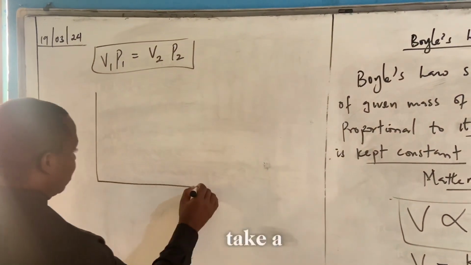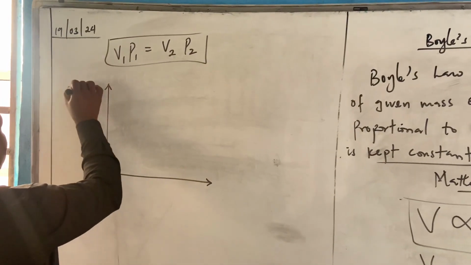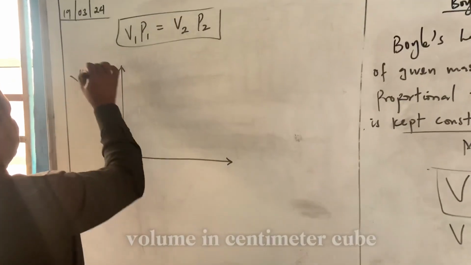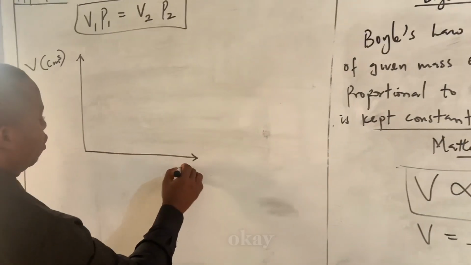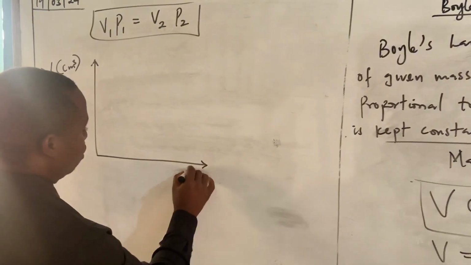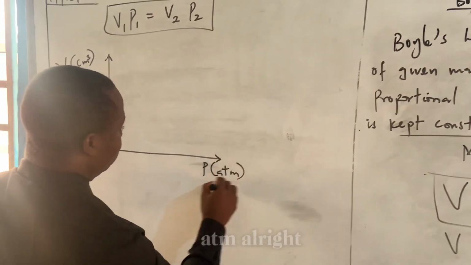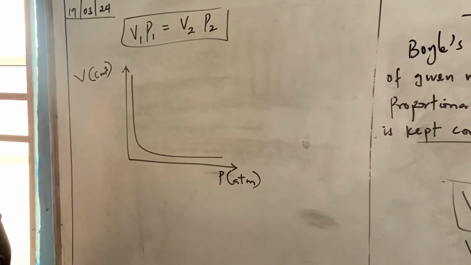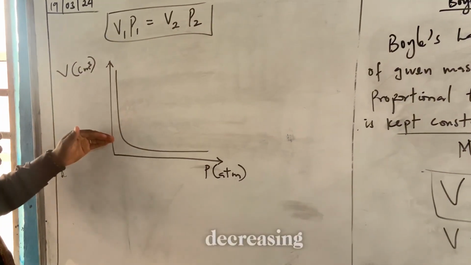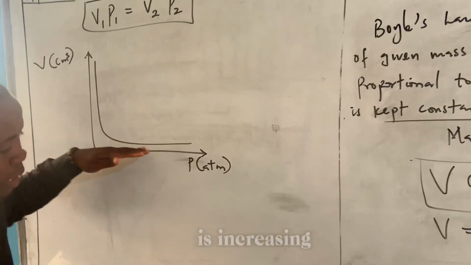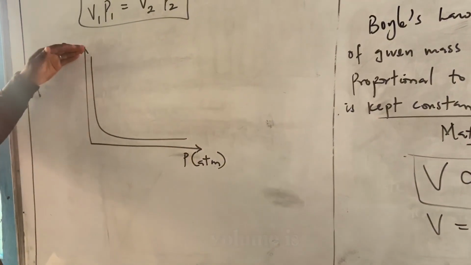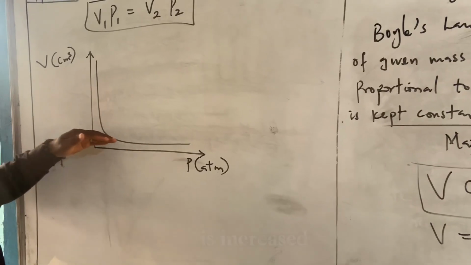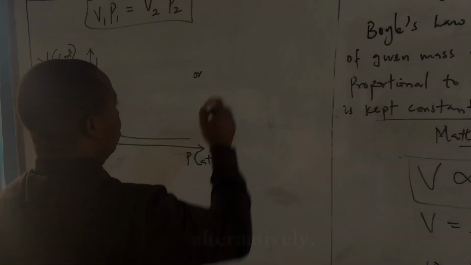Now, let's take the graph. Volume is in centimeter cube, pressure in ATM. You will see that this is what we are going to have. As the volume is decreasing, the pressure is increasing.